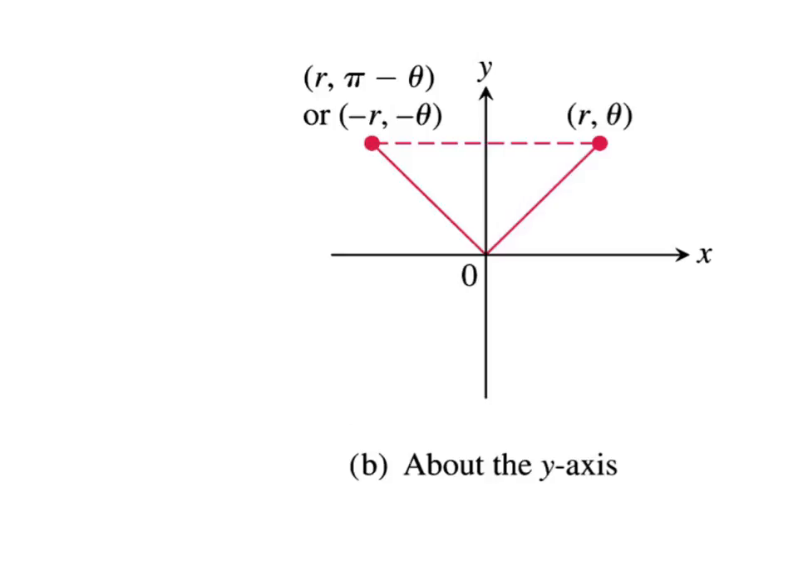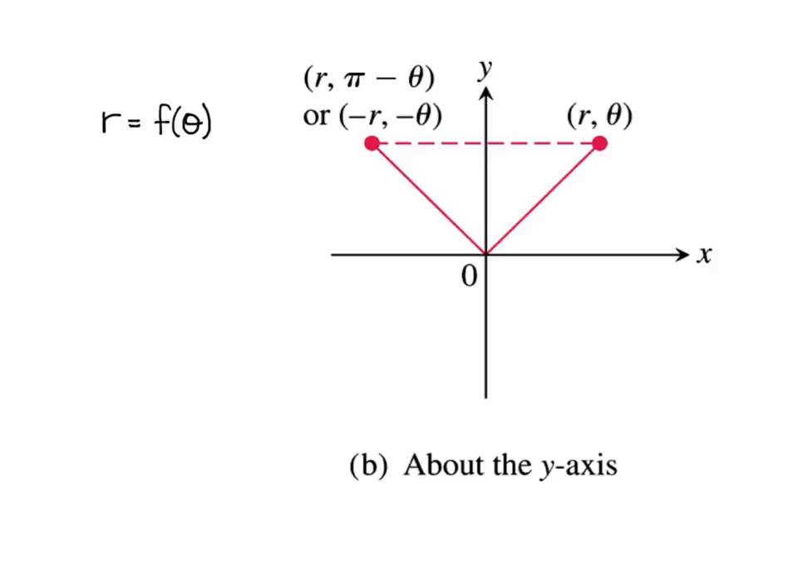Now, a graph is symmetric about the y-axis if it's a mirror image of itself across the y-axis. So if I have the point (r, θ) in quadrant 1, then I would have to have the point (−r, −θ) in quadrant 2, or another way to write this would be (r, π − θ) in quadrant 2.